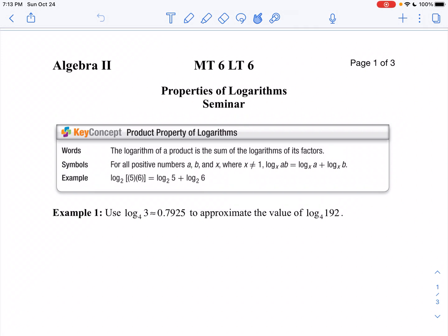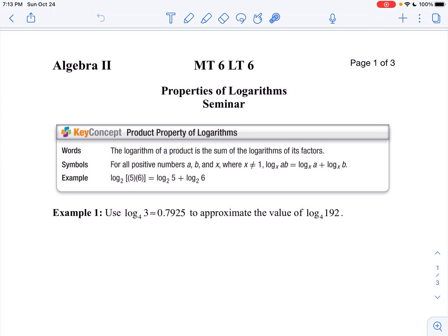Hello, in this lesson I want you to simplify and evaluate expressions involving the properties of logarithms and solve equations with properties of logarithms. The first property we're going to talk about is the product property of logarithms, which says if you take the log of a product, it's the same as the sum of the logs.